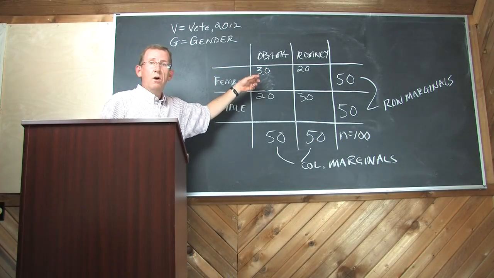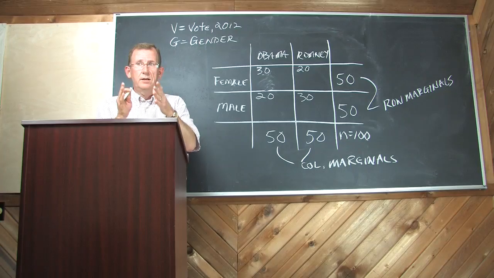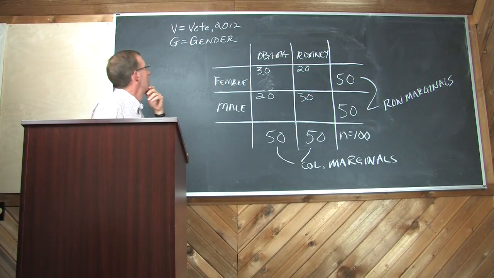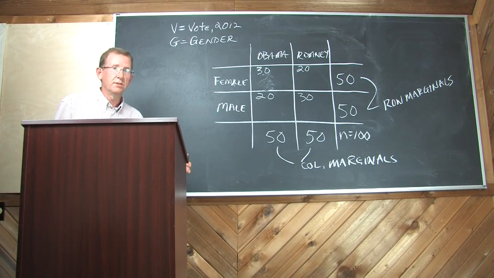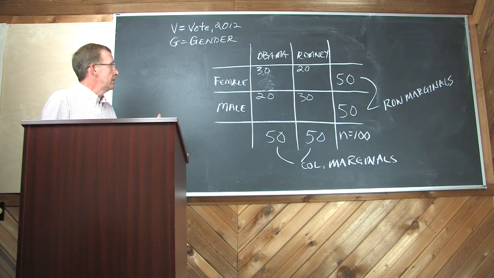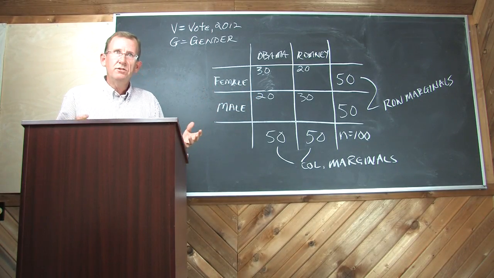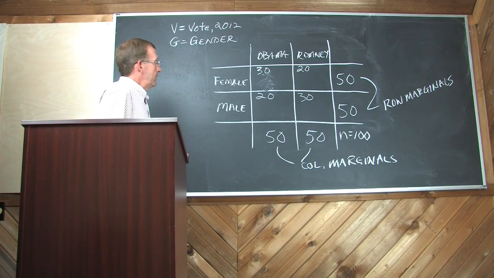These are raw counts. These are cell entries in a contingency table. These are again the column marginals. Those are the row marginals. For presentation purposes, I often like to look at percentages in these tables, and if you're making it to visualize data for someone else, it's important to do that.